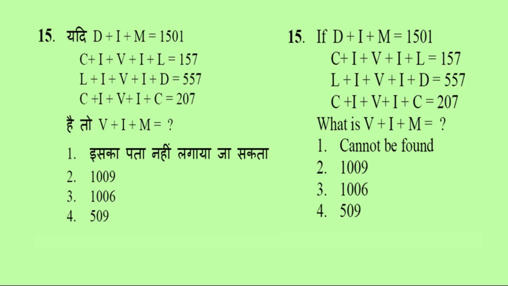Problem number 15. If D plus I plus M is equal to 1501, C plus I plus V plus I plus L is equal to 157, L plus I plus V plus I plus D is 557, C plus I plus V plus I plus C is equal to 207. What is V plus I plus M equal to? Option 1, cannot be found; option 2, 1009; option 3, 1006; option 4, 509.